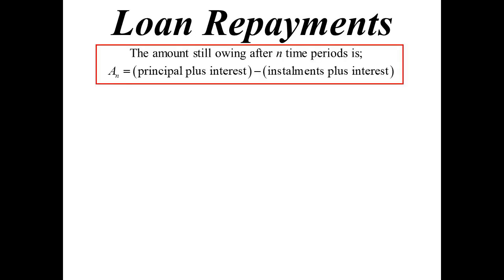Okay, loan repayments. The amount still owing after N time periods is always this. Just think of it like this. Amount N, principal plus interest applied minus installments plus interest applied. And that's it. That's all we've got to worry about.